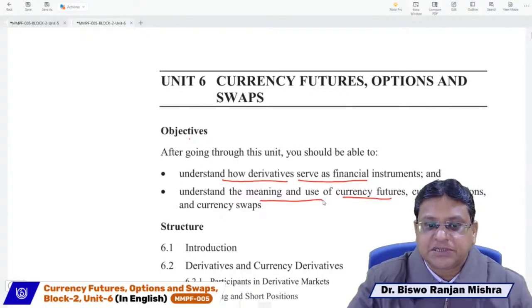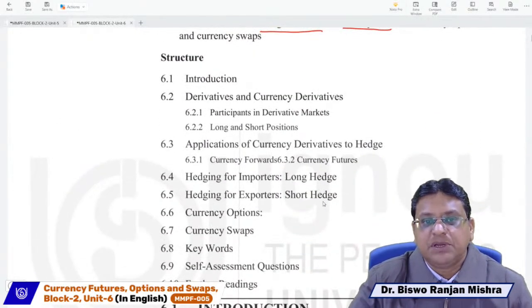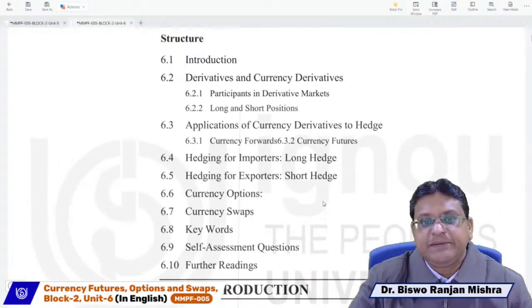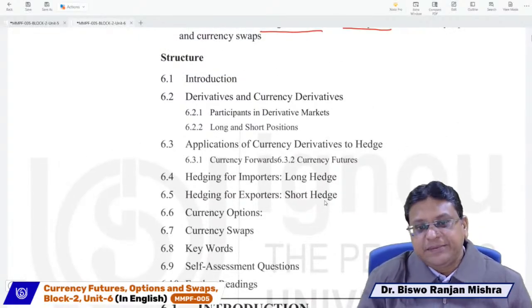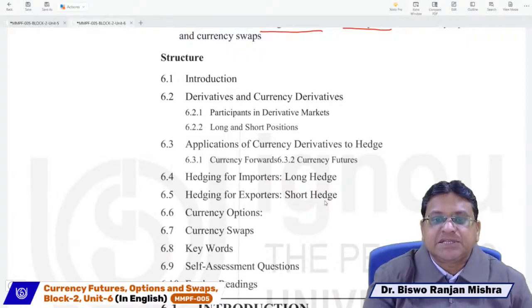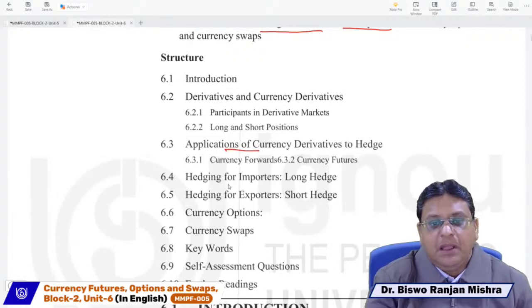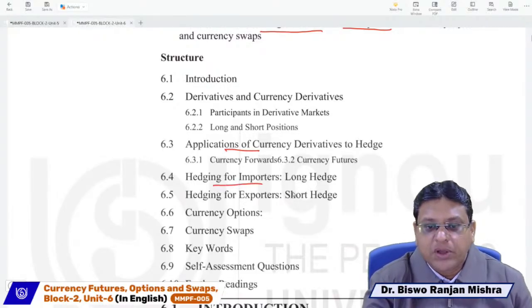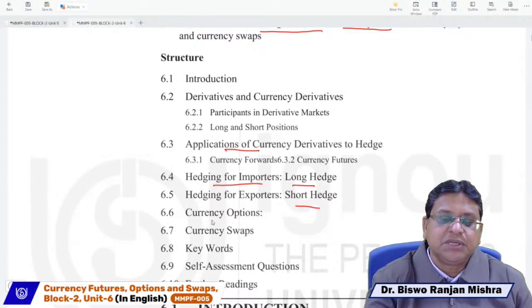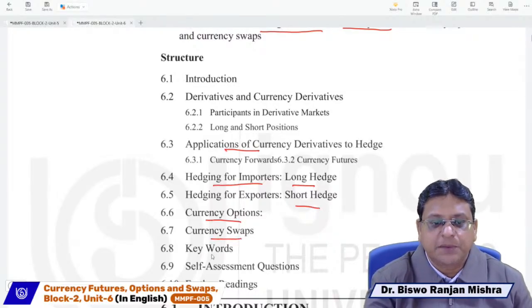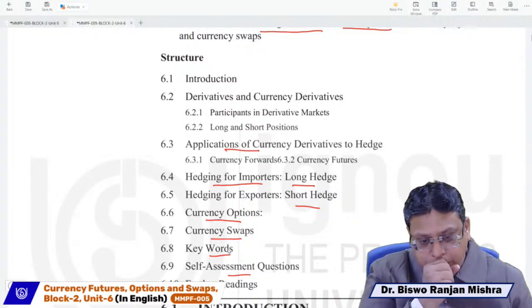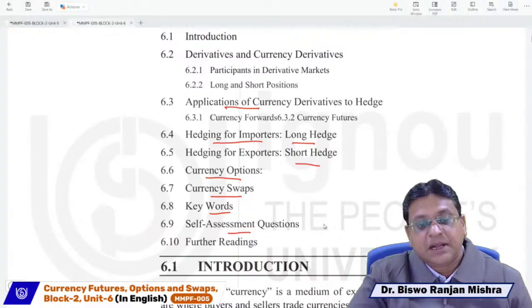The structure of my discussion will be like this. First, I will give an introduction to the subject. Then we will discuss derivatives and currency derivatives. Next, we will discuss application of currency derivatives. Next, we will discuss hedging techniques, long hedge and short hedge. Next, we will discuss currency options, currency swaps. We will discuss some keywords and self-assessment questions and further reading.